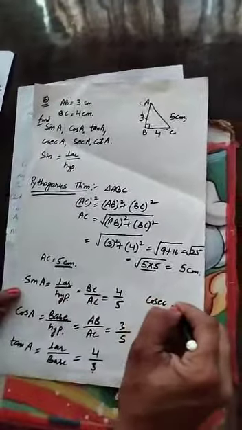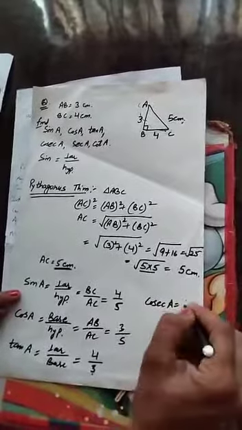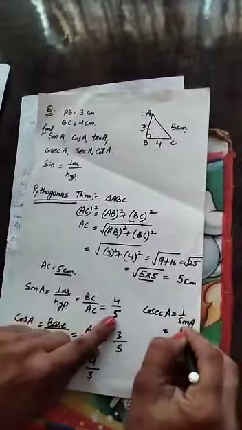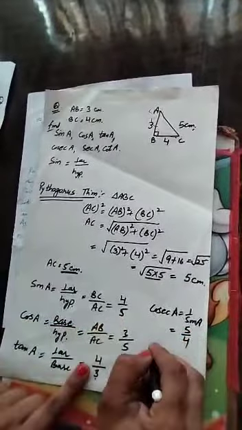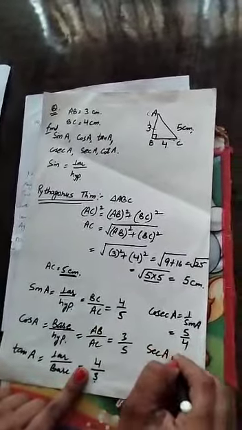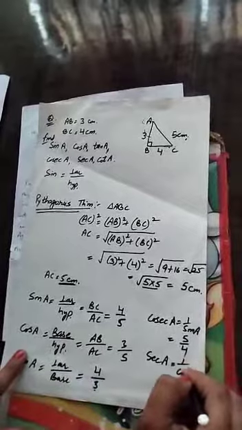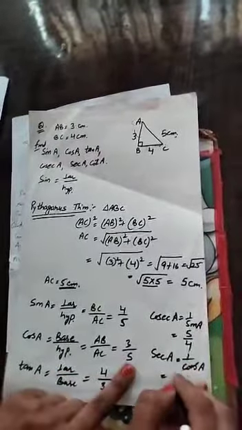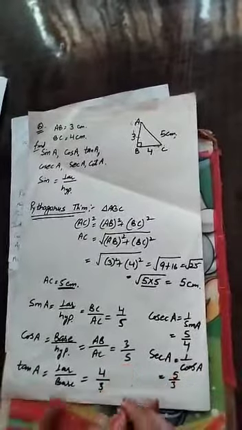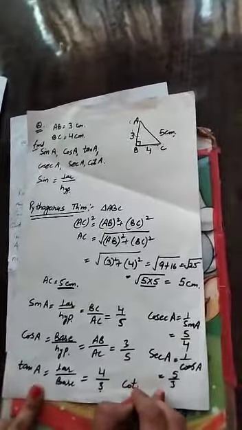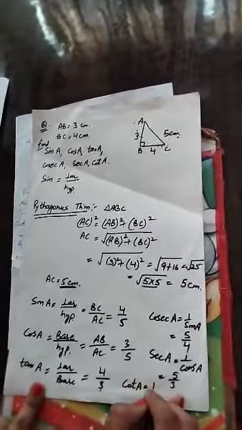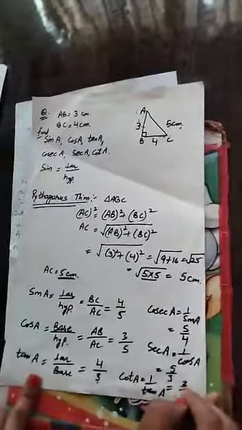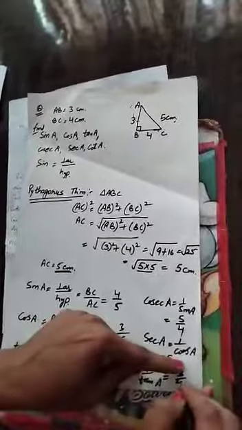Now we were doing cosec is opposite of sine angle, that is 5 by 4. Sec is opposite of cos angle, that is 5 by 3. Cot is opposite of tan angle, 3 by 4.